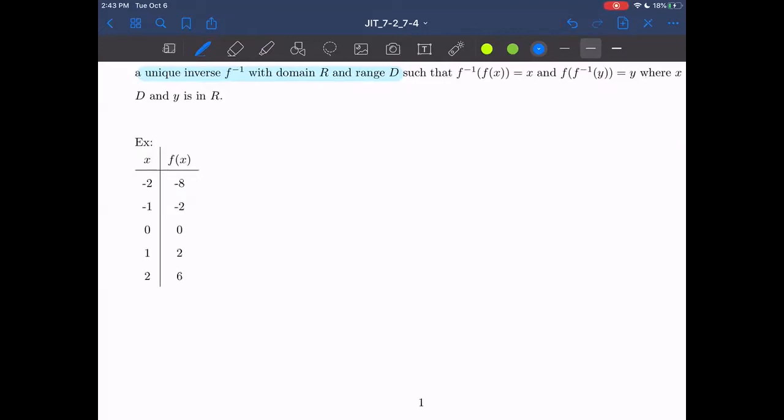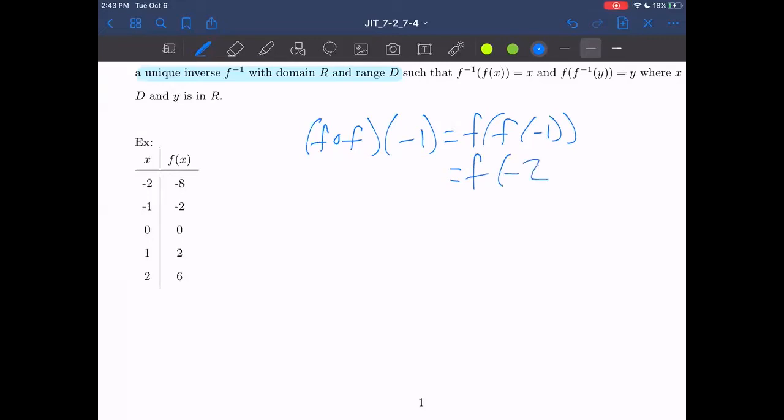So if we had f of f at -1, it'd be f of f of -1, which would equal f of -2, because that's what f of -1 is equal to. Then f of -2 is equal to -8.